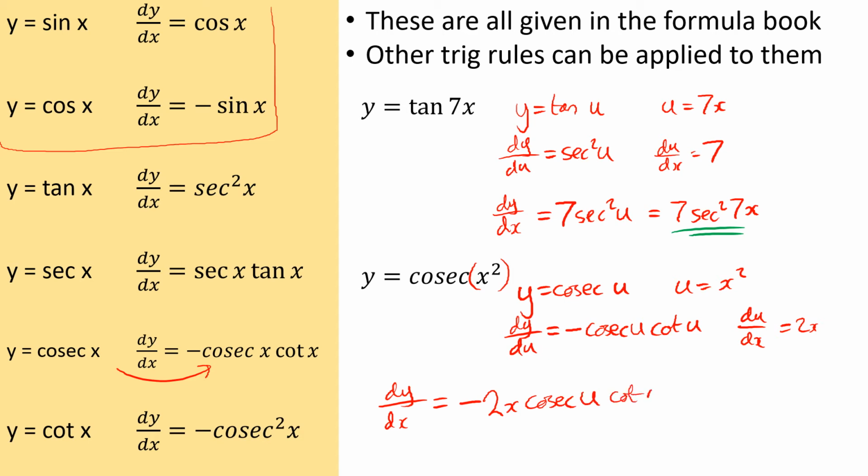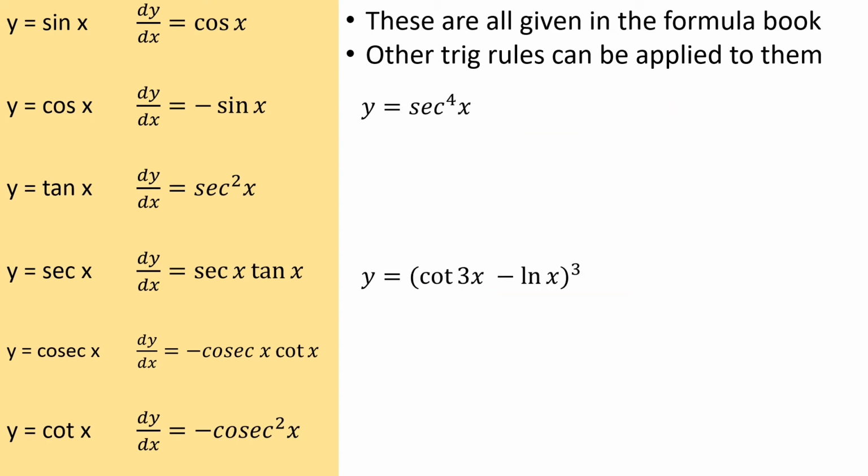So we need to multiply those 2 things together, and we'll get that dy dx is minus 2x cosec u cot u. Now obviously I want to get rid of those u's and replace them with the x squared, so everything is in terms of x. But yeah, it's just basic chain rule. What about these 2? Well, give them a go and unpause when you're ready.